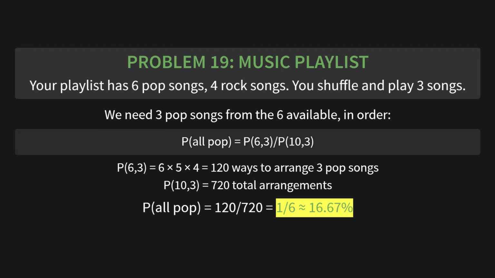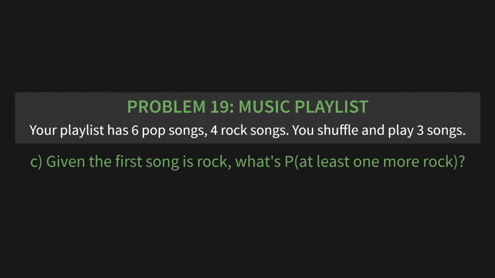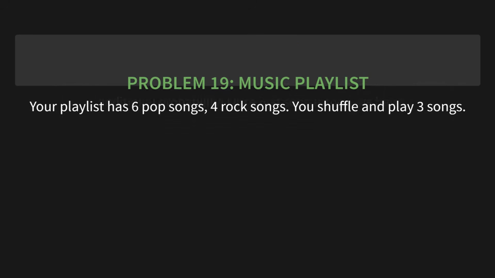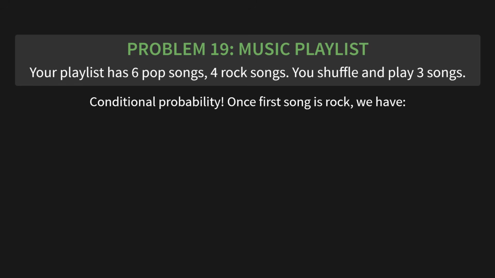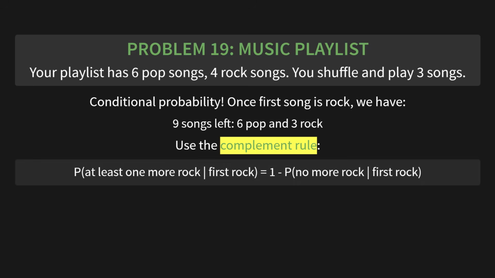Okay, here's where it gets spicy. The first song that plays is rock. Given that information, what's the probability at least one more rock song plays? Boom! Conditional probability strikes again. That first rock song changes everything. Now we've got 9 songs left in the queue, 6 pop and 3 rock. For at least one more rock, let's flip it. What's the chance of no more rock? That means the next 2 songs are both pop.